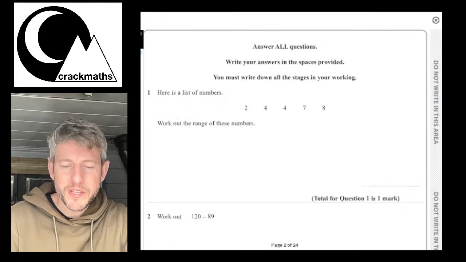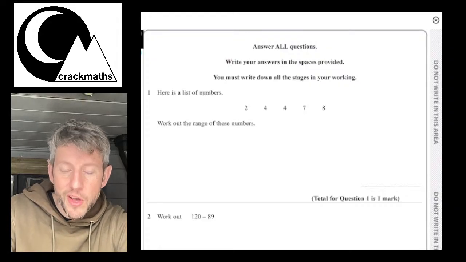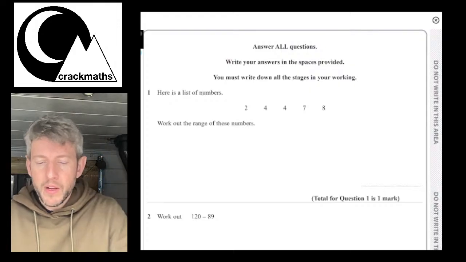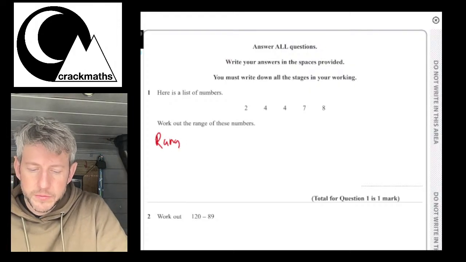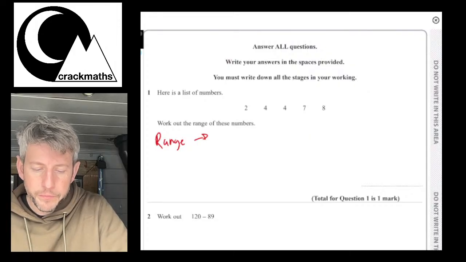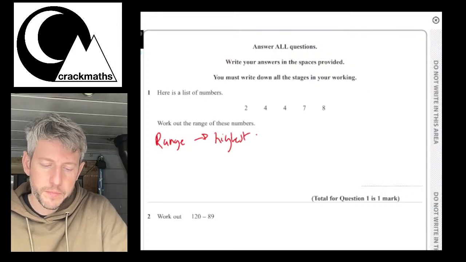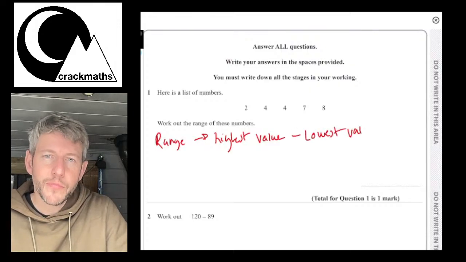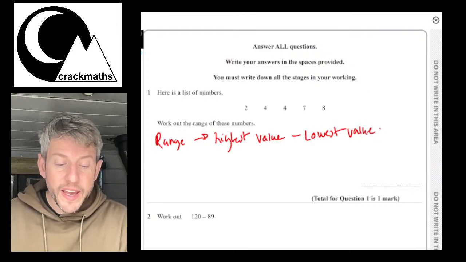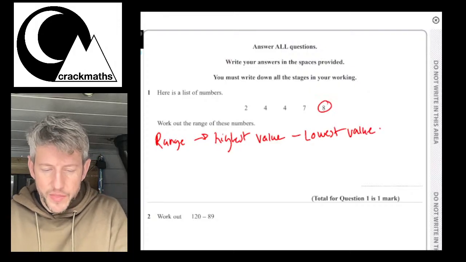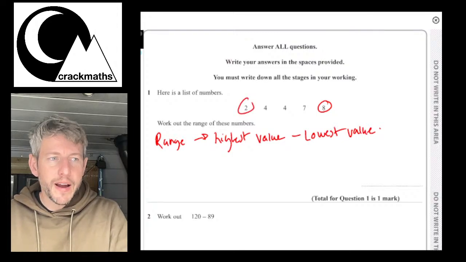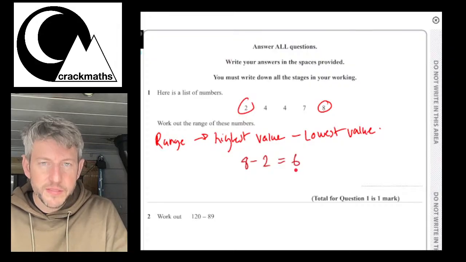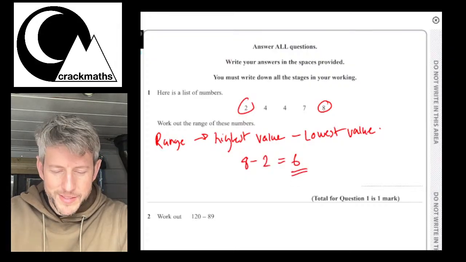So here we go, we've got question 1, and this question says, here is a list of numbers, work out the range of these numbers. So the range is the highest value take away the lowest value. On here, the highest value is 8 and the lowest value is 2. So to calculate the range, we do 8 take away 2, and that equals 6. Okay, right, let's have a look at the next question.